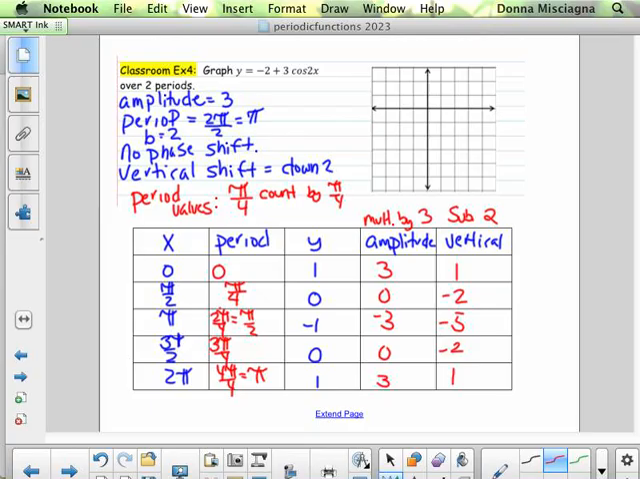So this will be the new x. This is the new y. We need a scale on our graph. Let's make each one be a fourth. That works nicely. So this will be pi halves, and this will be pi, and that'll fit nicely.